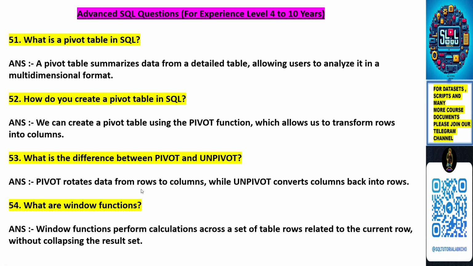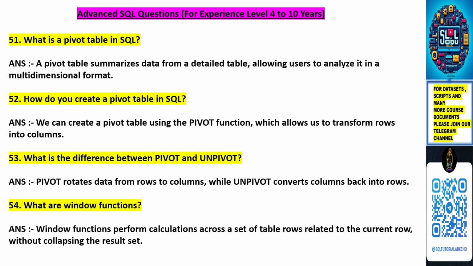Now the 52nd question: how do you create a pivot table in SQL? The answer is, we can create a pivot table using the PIVOT function, which allows us to transform rows into columns. So basically in a pivot, the rows are transformed into columns and columns come into rows.